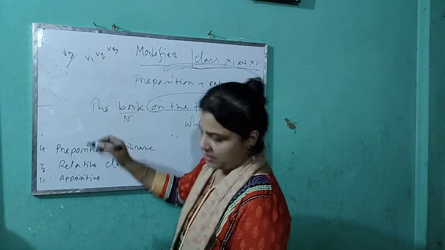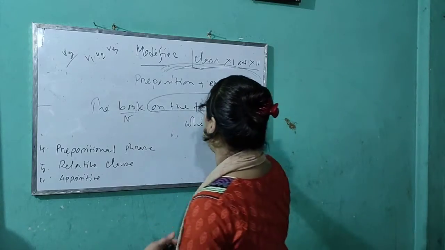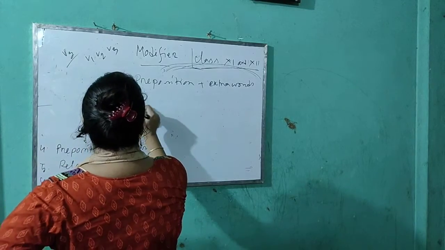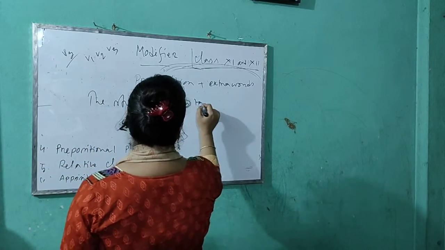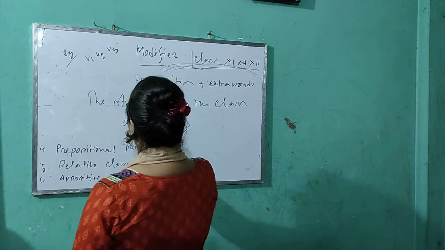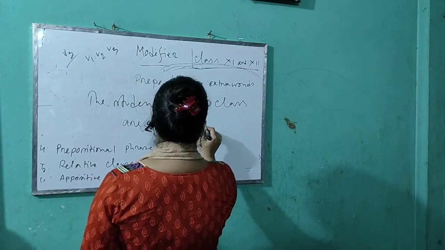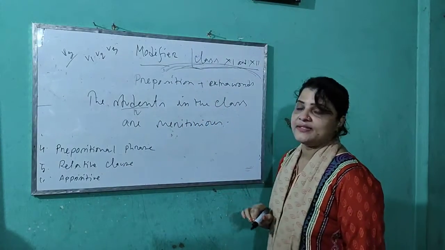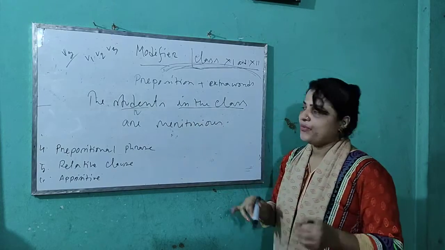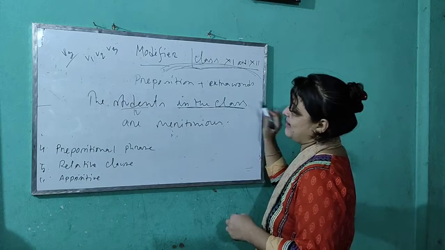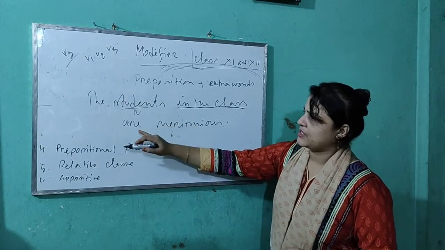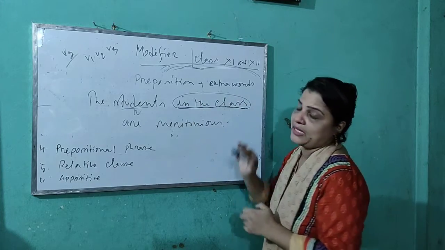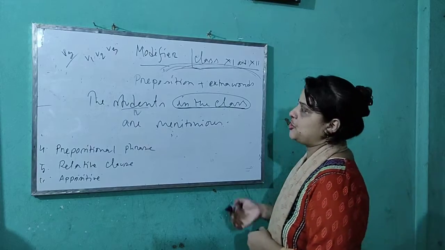I'm giving you another example like the students in the class are meritorious. The students, this is noun. Which students? In the class. So the students in the class are meritorious. This is the main clause: the students are meritorious. And which students? In the class. So this is an example of prepositional phrase.